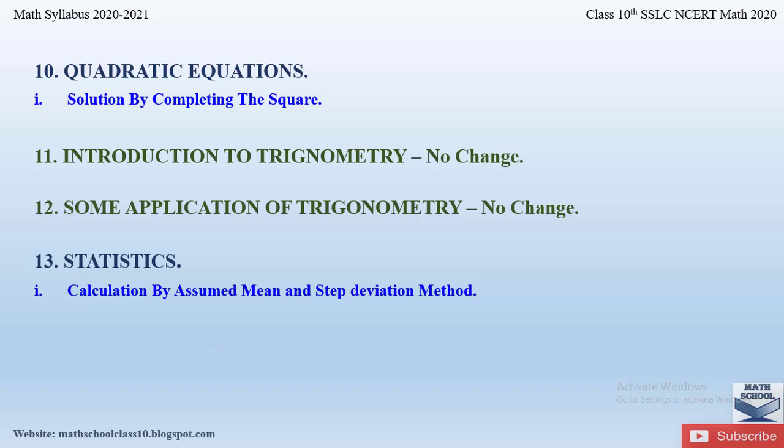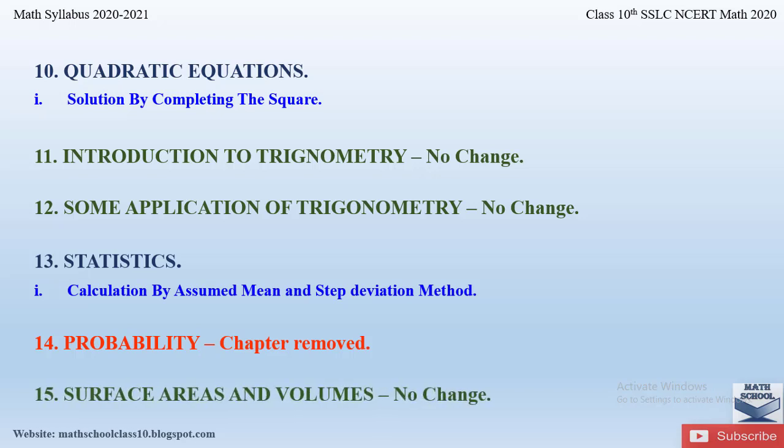The 14th chapter is probability. Again, the whole chapter has been removed from your syllabus. So you don't have to study this chapter. Then the last chapter, that is surface areas and volumes, chapter number 15. There is again no change. You have to completely study this whole chapter. So there are around 4 chapters which have been completely removed from your syllabus. That is real numbers, polynomials, areas related to circles. So these are the chapters which have been completely removed.